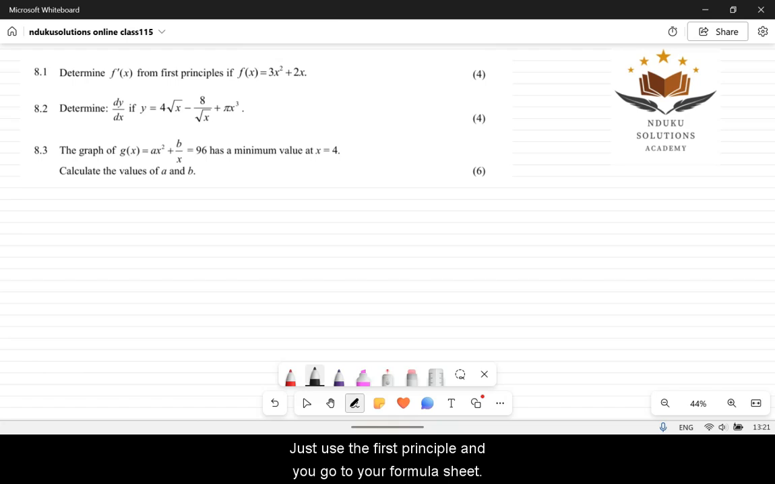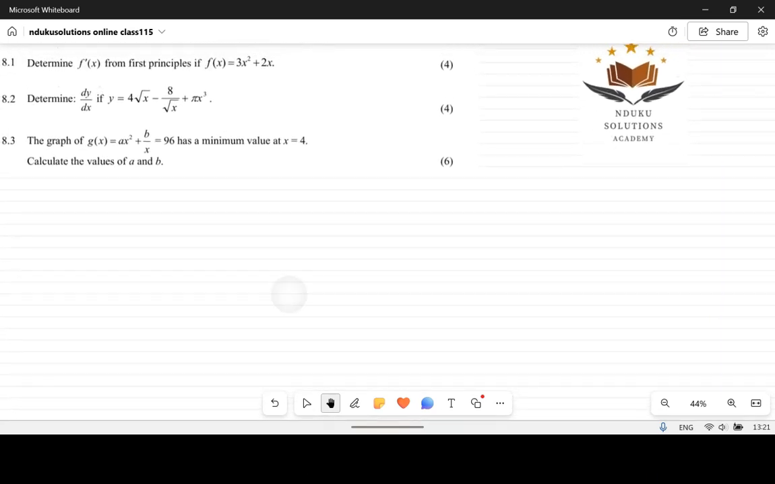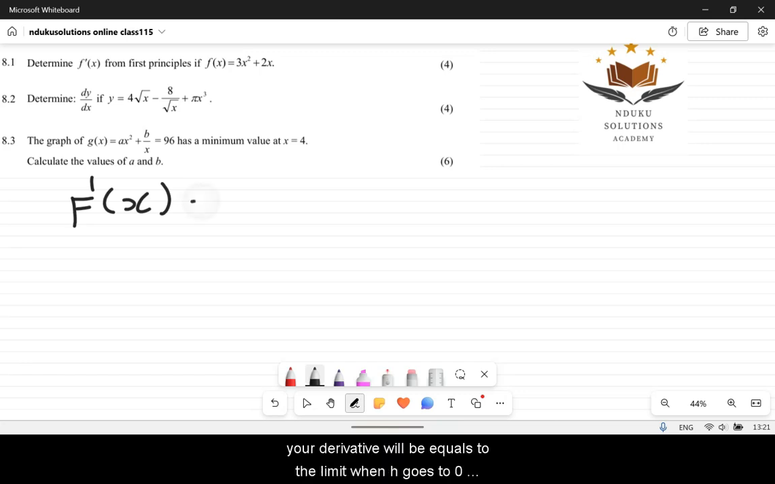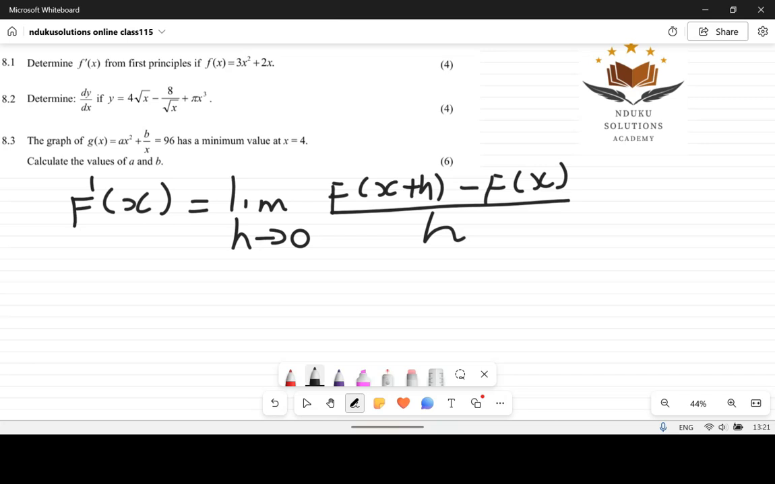And you go to your formula sheet. I'm just going to move this a bit down. Please copy it down so we have some space. So from your formula sheet, your derivative of f at x will be equal to the limit when h goes to 0 of f at x plus h minus f at x, all over h. So that's your formula.